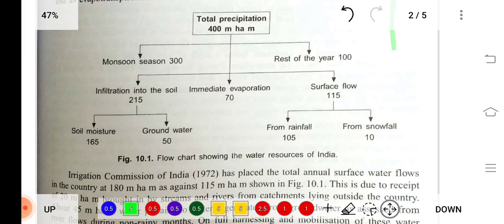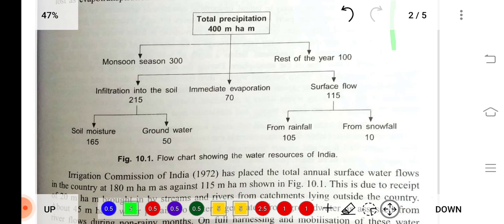And this is subdivided into two categories: in the form of rainfall, this is 105 million hectare meter, and from snowfall, 10 million hectare meter of water is surface flow. So basically, the water which is very important for agriculture is the water that infiltrates into soil. In that, there are two distributions. The first one is soil moisture, which is the larger part. Almost 165 million hectare meter of water is stored in the soil moisture, and 50 million hectare meter of water is percolated below the root zone, which is called groundwater.